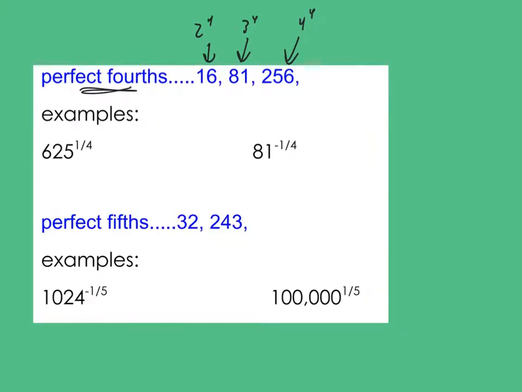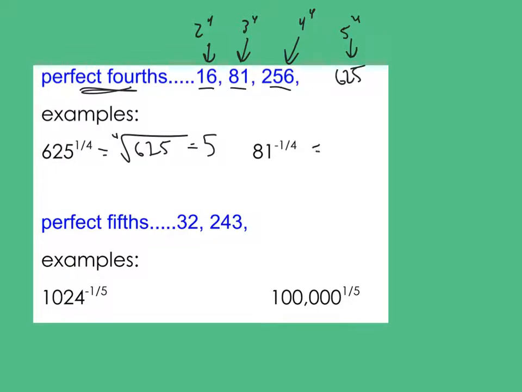Now again, perfect fourths, you might want to grab these into your notes again, right? Just keep rewriting them. The more you write it, the more you learn it, right? So 2 to the 4th is 16, 3 to the 4th is 81, 4 to the 4th is 256. So then that would mean that the fourth root of 625 is 5, right? Because 5 to the 4th is 625.